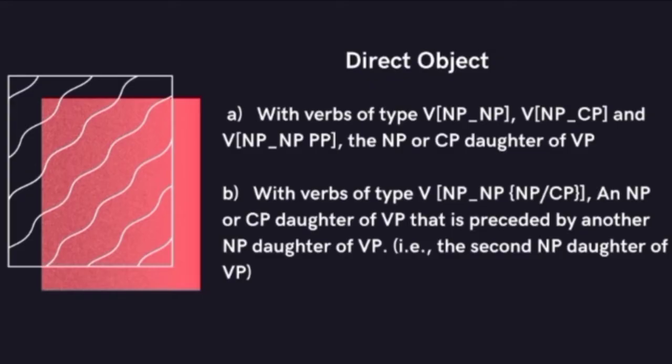We also have direct object. Direct object is a little trickier. Direct object depends upon what kind of verb you have. So our definition here says that for verbs of a particular type, usually transitive verbs or ditransitive verbs that have a second prepositional phrase, the noun phrase or CP that's the daughter of the verb phrase is the direct object.